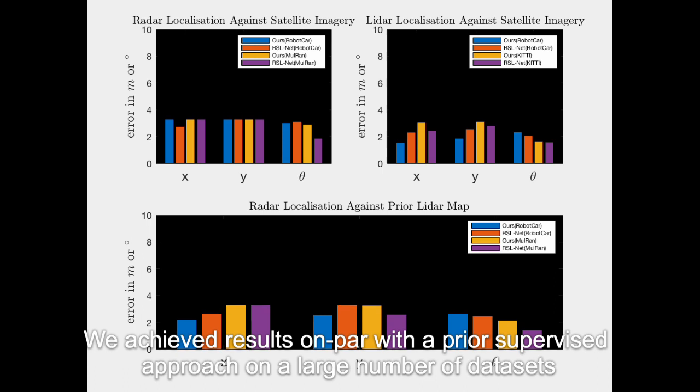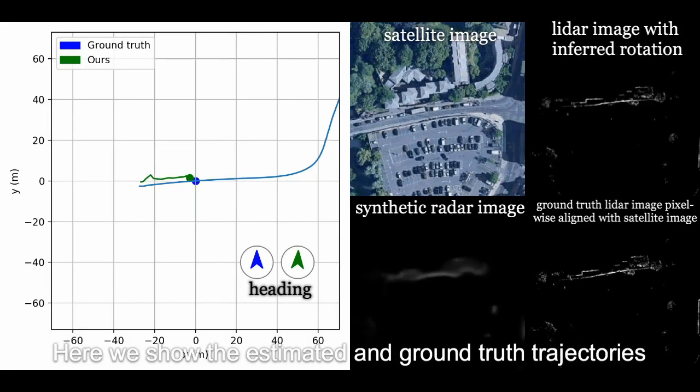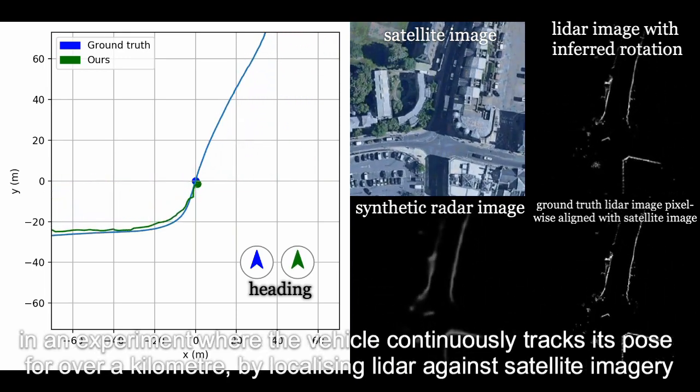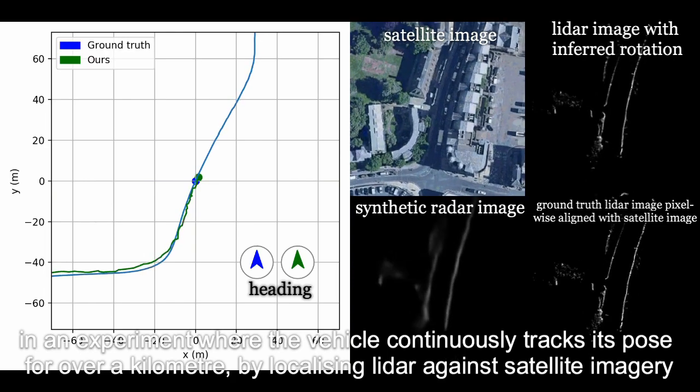We achieved results on par with the prior supervised approach on a large number of datasets. Here we show the estimated and ground truth trajectories in an experiment where the vehicle continuously tracks its pose for over a kilometer by localizing LiDAR against satellite imagery.